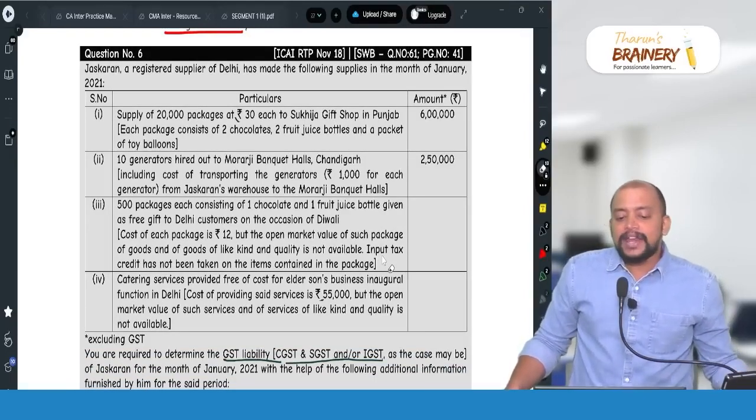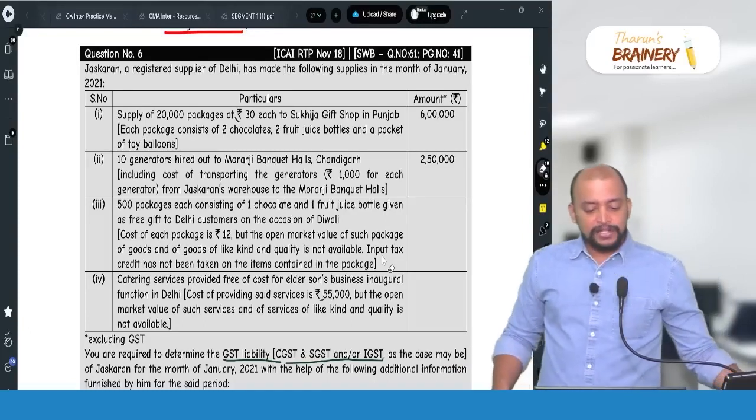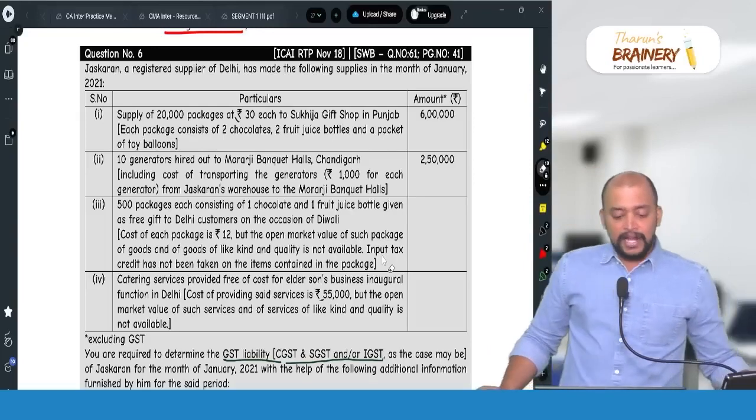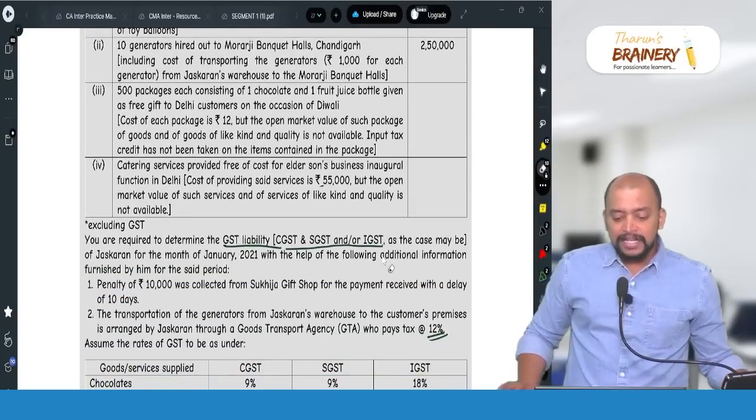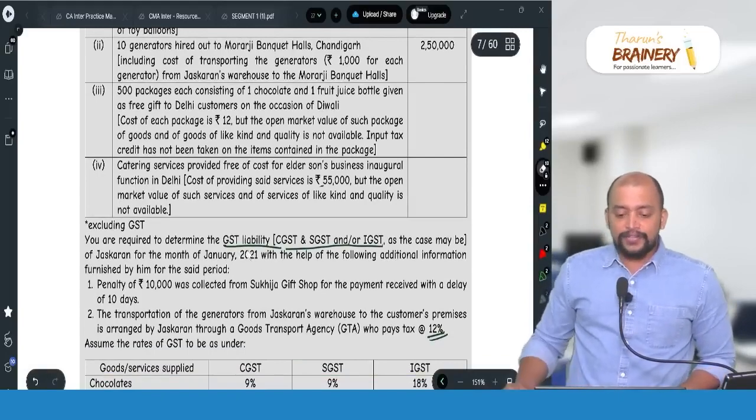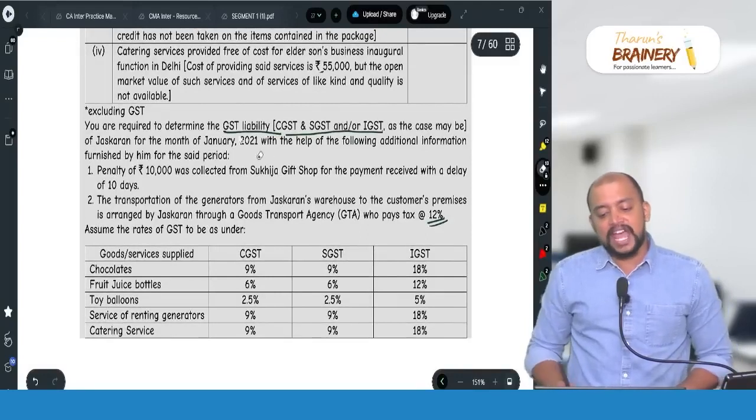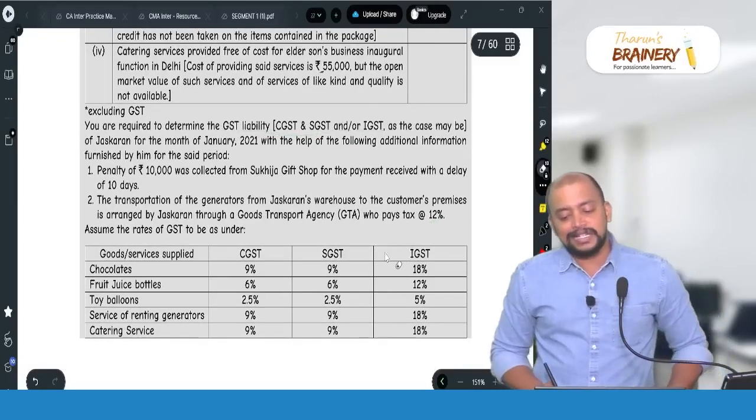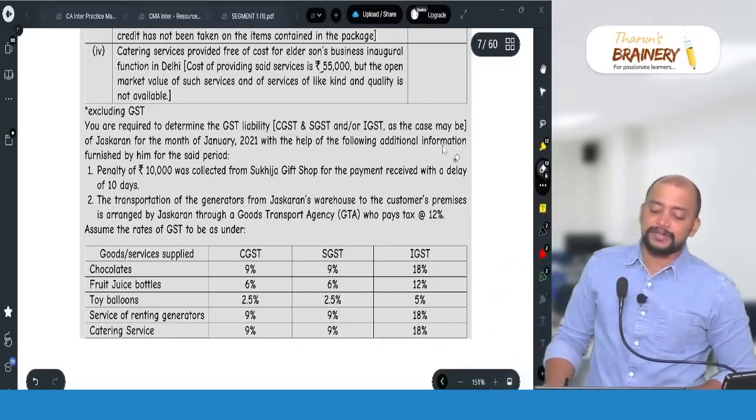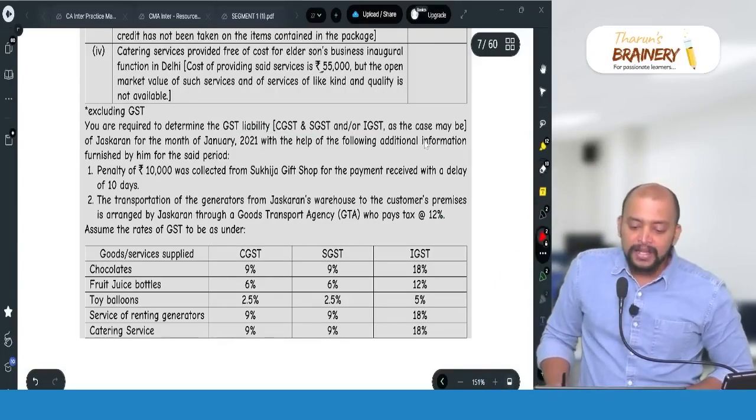Jaskaran, a registered supplier of Delhi, has made the following supplies in the month of January. So, these are the supplies. Now, you are required to determine the GST liability. For this person, we need to determine the GST liability. Here again, we have a breakup of CGST, SGST, IGST, which means we need to determine whether it is intrastate supply or interstate supply.